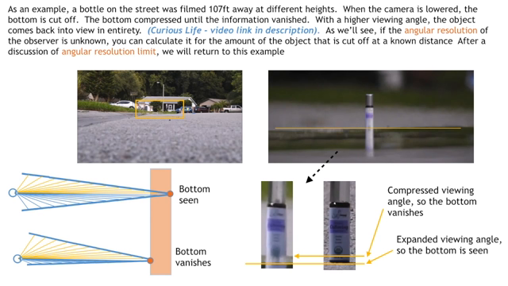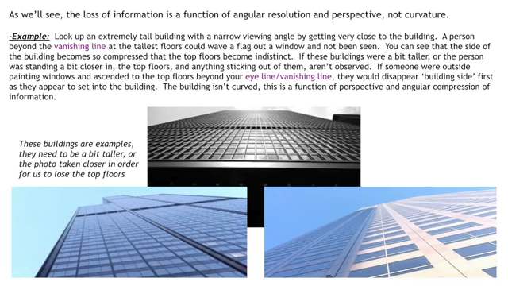So again, we're showing the bottle here. This is the close-up view. You can see a little bit of refraction distortion along the bottom of the bottle, but you can see that the bottom of the bottle is cut off, and what you're seeing below that is what's called an inferior mirage, and we will go through that later. But where it starts to mirage, that is the horizon line, and you can see that that part is cut off. As we'll see, the loss of information is a function of angular resolution and perspective and not curvature.